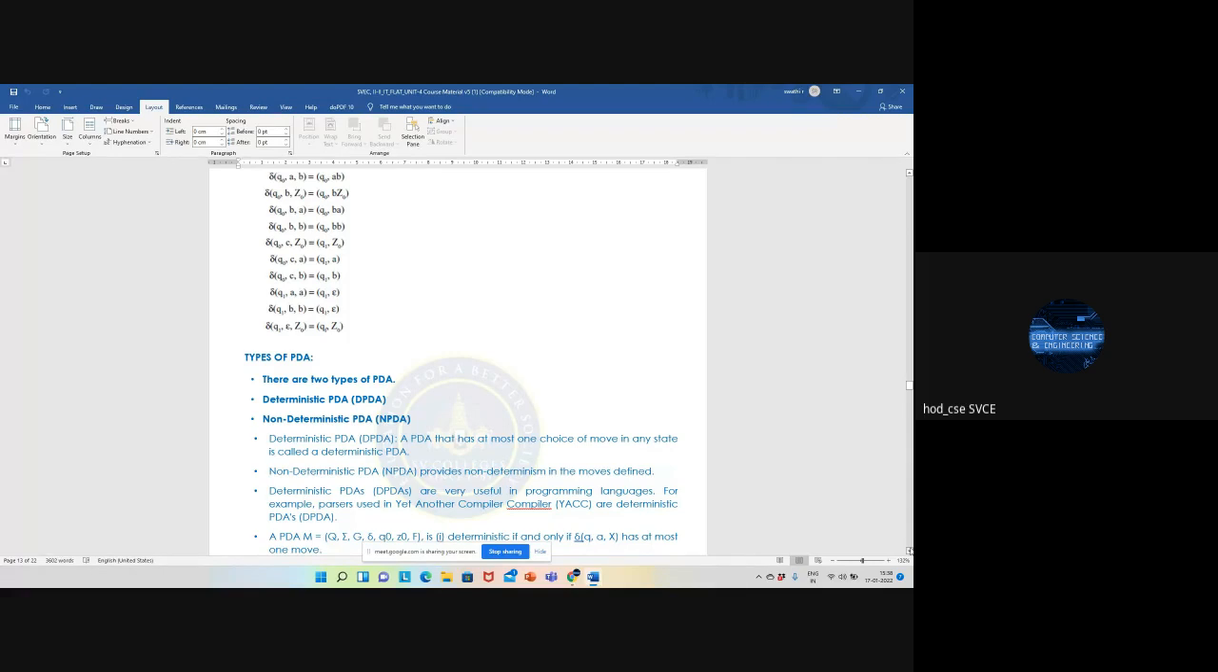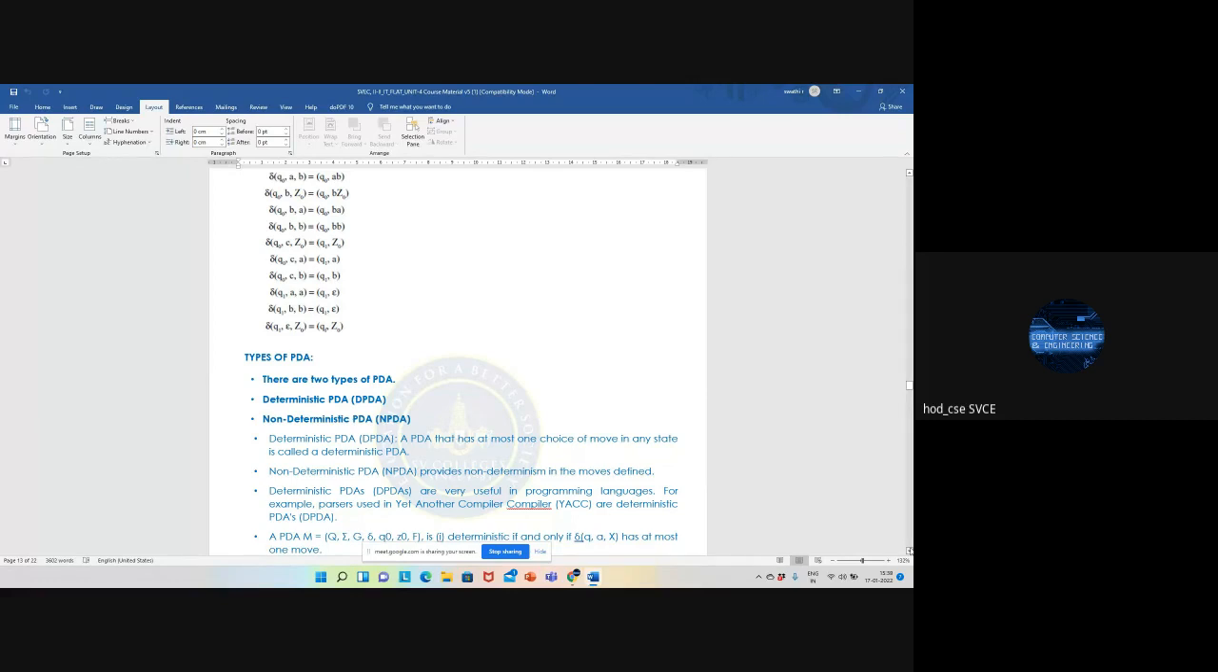The name itself suggests it: deterministic means we can determine. For the present state, what will be the next state? We have only one choice, we can determine that one. So that is called deterministic. Whereas non-deterministic means that for the present state, we can't decide what the next state will be. So that is called non-deterministic. So non-deterministic PDA and deterministic PDA.